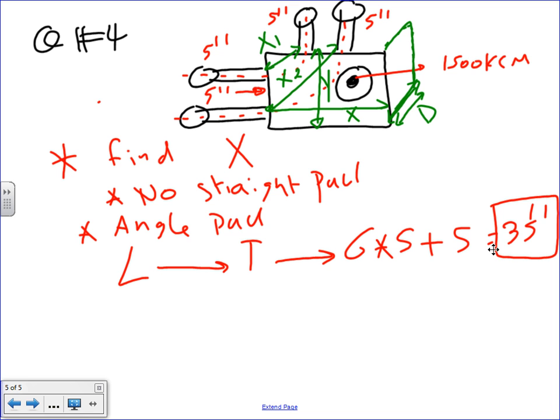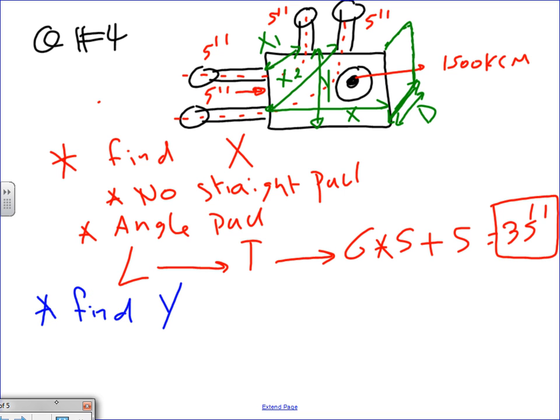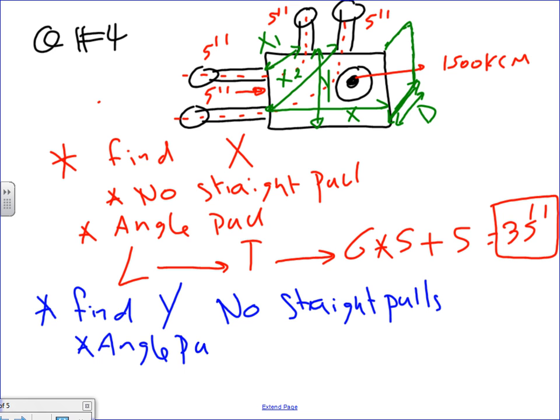Y. Let's do Y. Find Y. For Y, my friends, the same thing. No straight poles, no U-poles. So the only thing I have is angle pole. To get Y, I have to go from top to where? To left. Do I have top to bottom, straight? No. Top to right? No. Bottom to right or left? No. So my only option, my friends, is to go top to left. It's the only option you have.